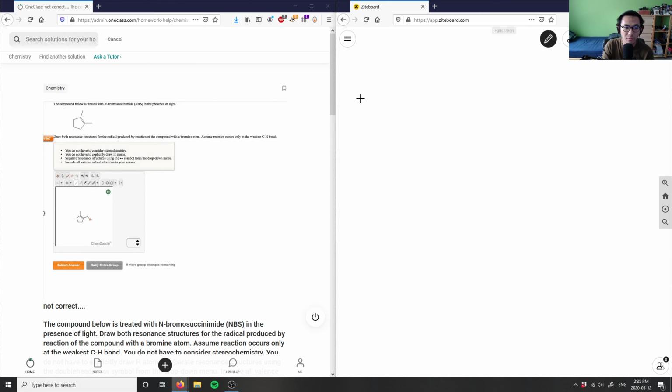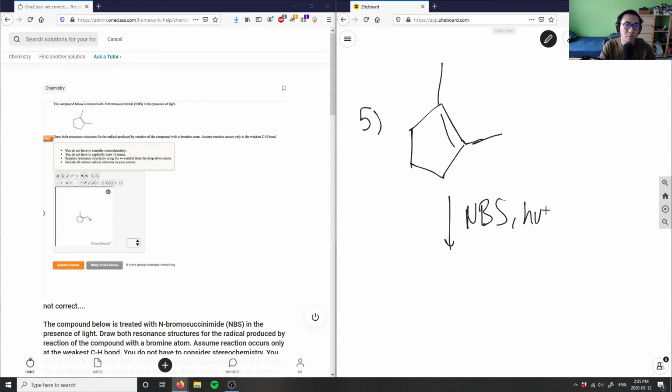Okay, so number 5 here. So I have this compound. And I have the other one here. It's going to form Br here. Or sorry, I have a methyl sticking out from here. And then I have another methyl group here. And it says here, it's treated with NBS in the presence of UV. So NBS in UV, and then what is it going to do in UV here?